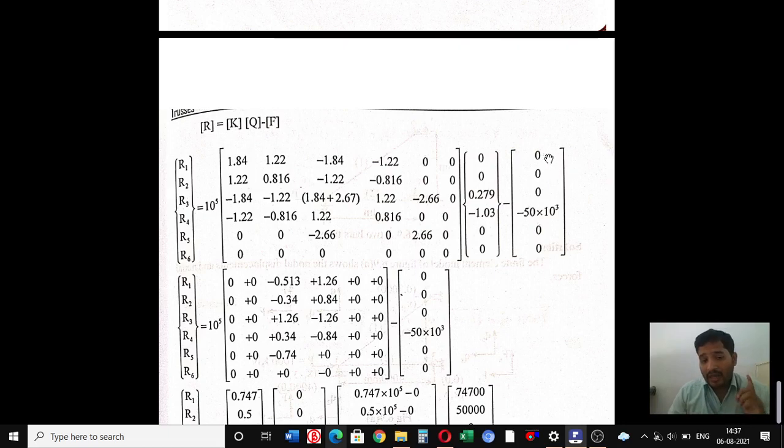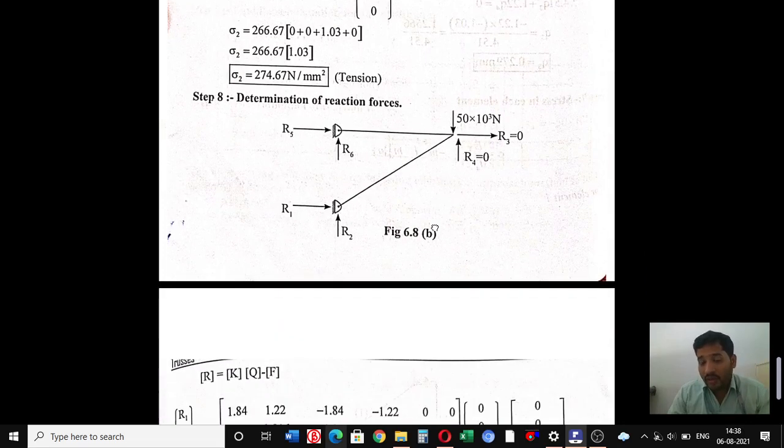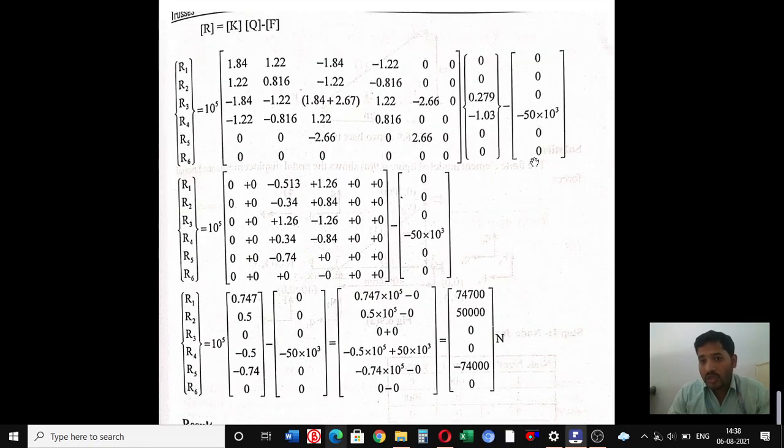At node 1 there is no force acting, so we consider it as 0. At point 2 there is no force acting, so it is considered as 0. At point 3 there is no force acting, so it will be considered as 0. But at node 4, where the normal reaction is acting, let us see: first, second, third are 0, fourth, which force is acting? 50, compressive force, so minus 50 into 10 power 3. Again, at points 5 and 6 there is no force acting, so they will be considered as 0 and 0.